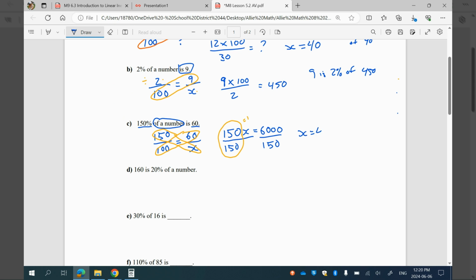So x equals 40. And does that make sense? 150% of a number is 60. It does make sense because we expect the number to be smaller than 60. We're going all of the 40 plus another 50% of it. So it's 40 plus 50% of it, which would be 20. That does equal 60. So I'd say that answer makes sense.